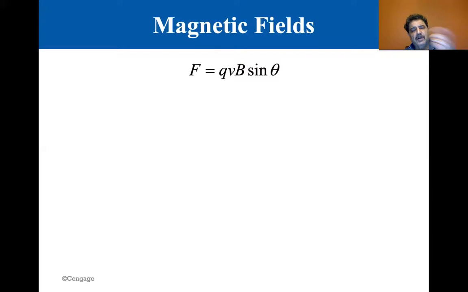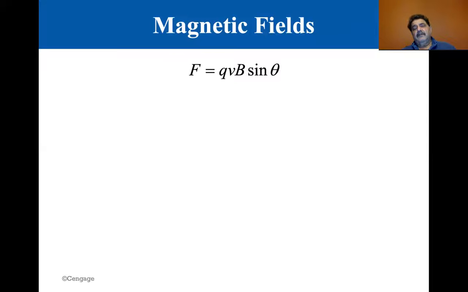Now, if a charge is in a static magnetic field, there's no effect on it. But if a charge is moving in a magnetic field, it's going to experience a force, and the force can be determined by: the force is equal to the charge, however many coulombs it is, times the velocity of the particle, times the magnetic field, times the sine of theta.